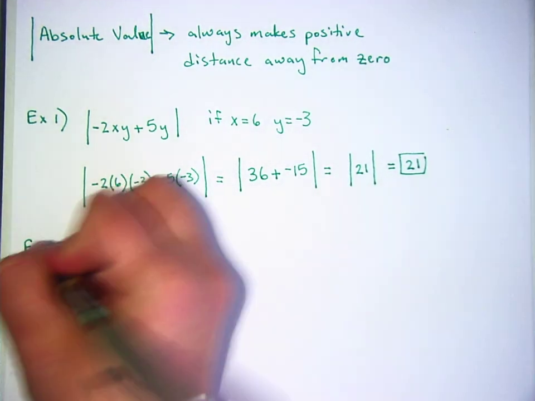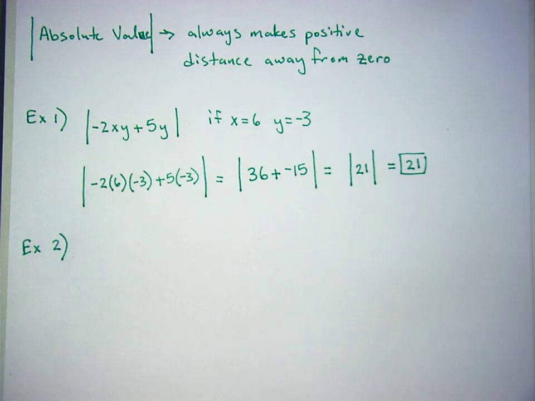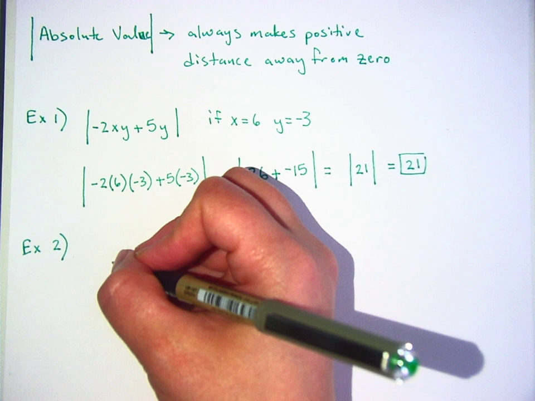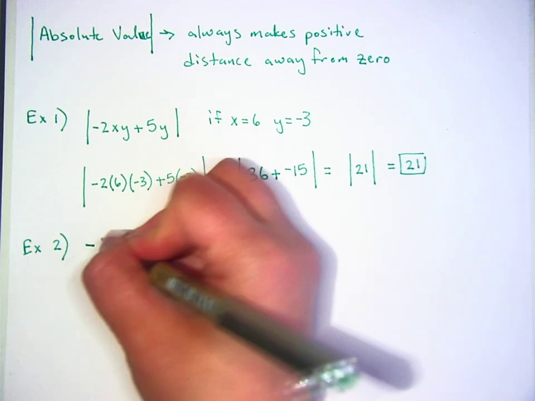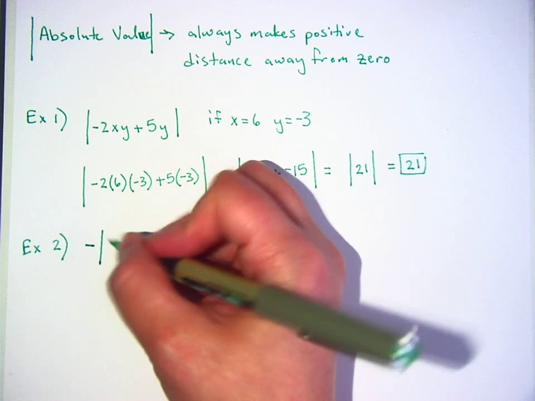Should we do one more together and then a prize, or do you want to do 2 prizes? 2 prizes? How do you guys feel? We go with 2 prizes? All right, here we go. All right, example 2. A negative on the outside, absolute value. It's going to be a hard one.